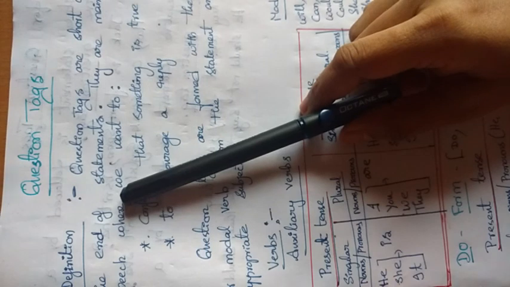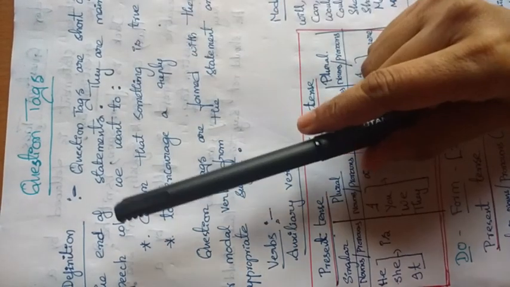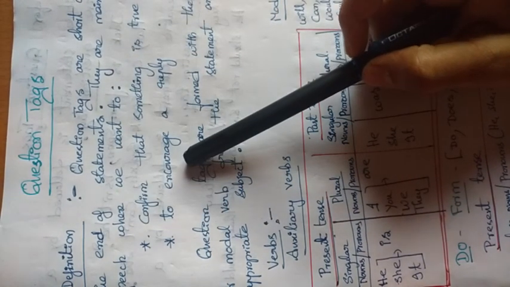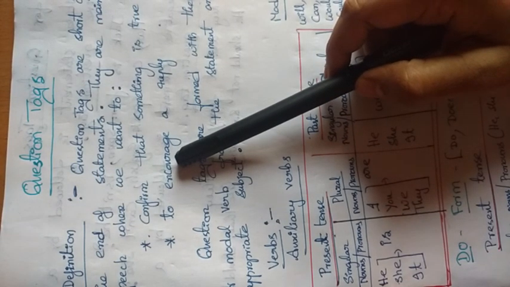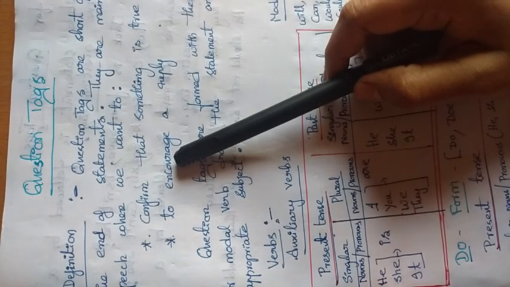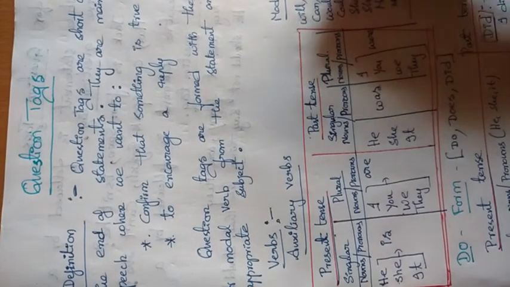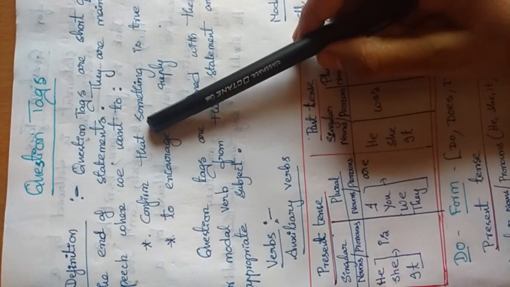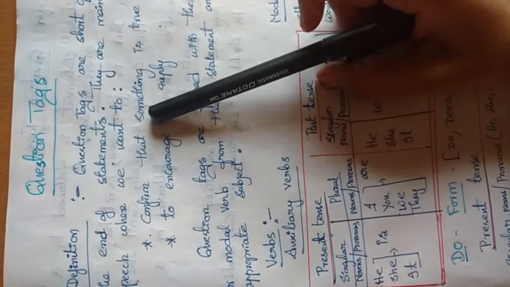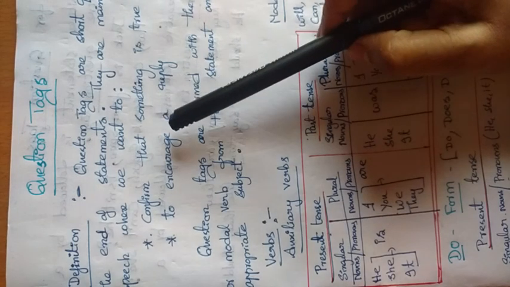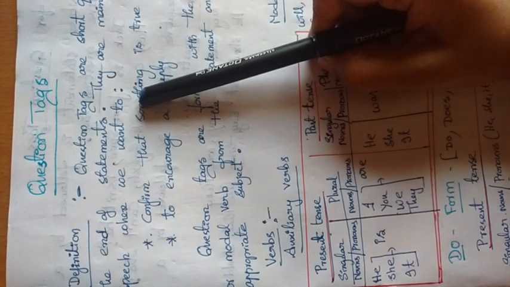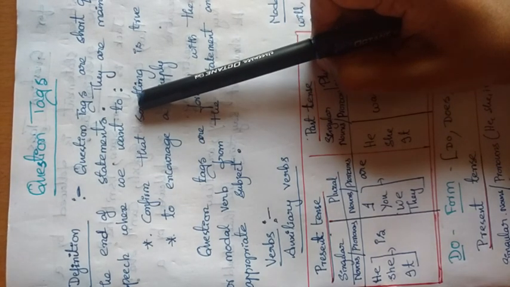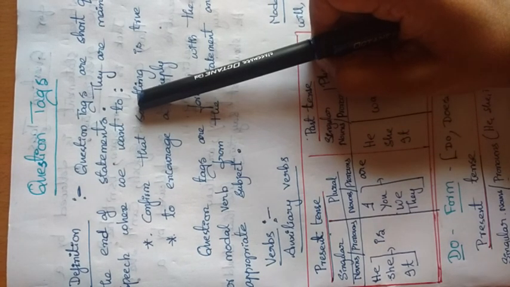I'll give you the definition for this. Question tags are short questions at the end of the statements. These are short questions, actually not the real full entire statement. We can't say this is a question. It is a tag. At the end of a statement, we will put this tag, the question tag, ended with a question mark. So, what is the use of question tags? Question tags are short questions at the end of the statements.